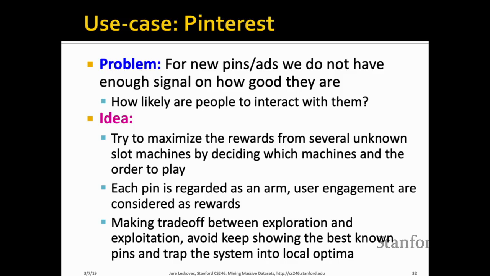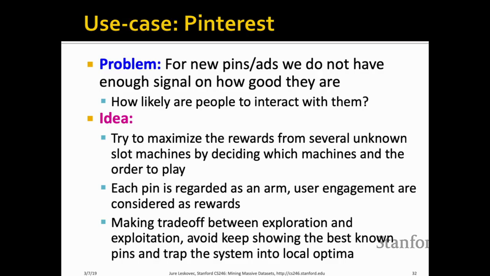The problem with Pinterest is the fact that new pins, or also the new ads that are shown on the platform, don't have enough signal about how good they are, especially at the beginning. So a new user joins and creates a new board. How do you know that that board is going to be interesting for other people? And how likely are people to interact with that board or with that ad? This maps very well to the multi-armed bandit problem that we were seeing.